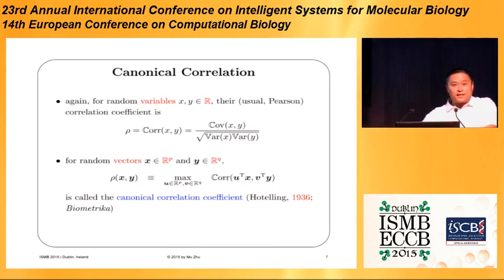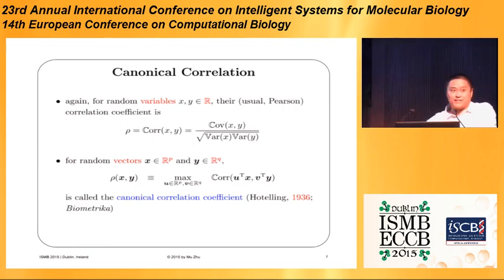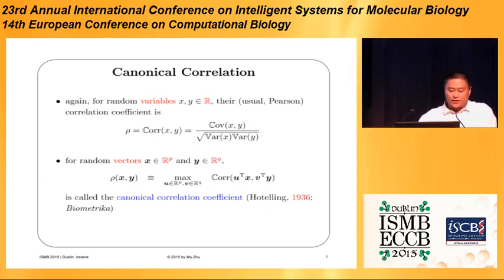So here we use a notion that is actually fairly old in statistics. It was developed in the 1930s by Harold Hotelling. This is called the canonical correlation coefficient. It's a very standard multivariate analysis kind of tool. And the idea is the following.